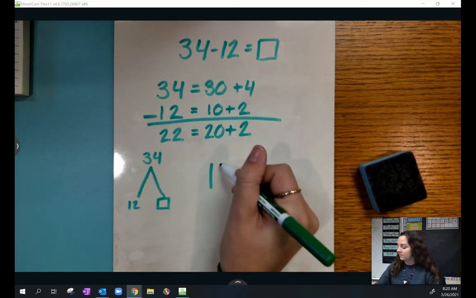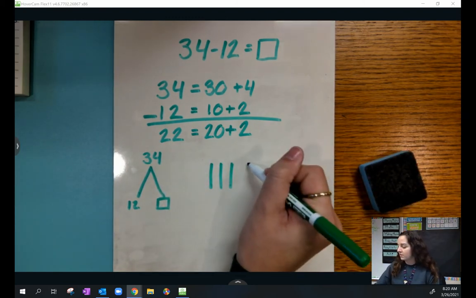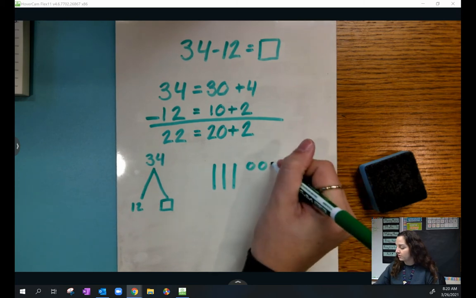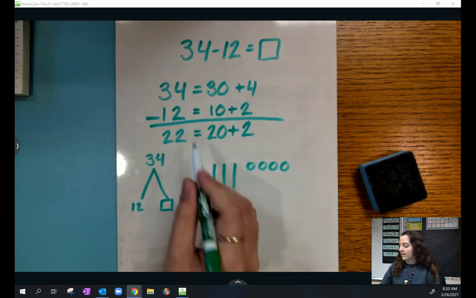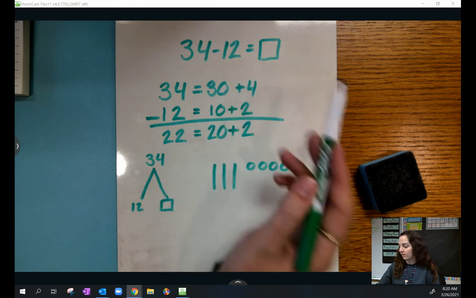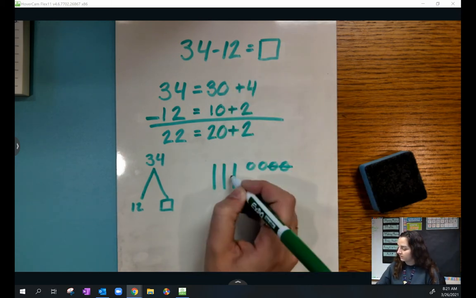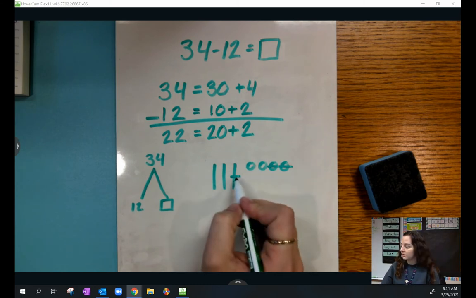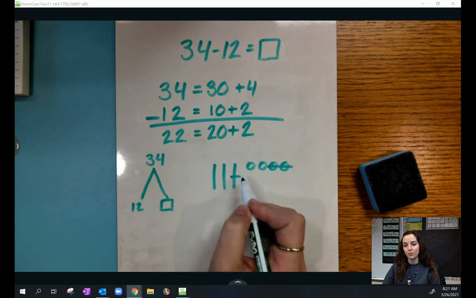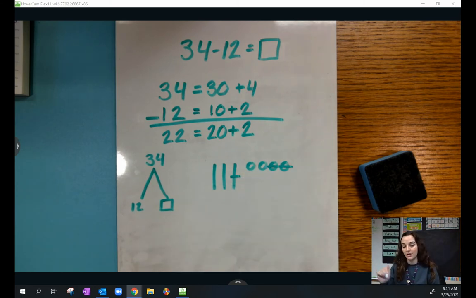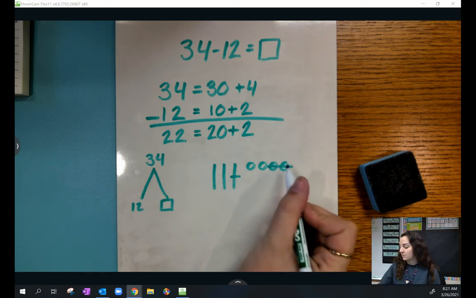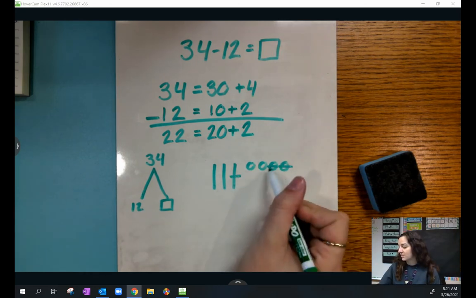So 10, 20, 30, 31, 32, 33, 34. And then I am subtracting 12. So I'm going to subtract 12. And when I'm subtracting, I put a line through it because when we ungroup, when we get to that, we put an X through it. So those mean two different things. So it's important that kids are putting a subtraction sign through the numbers.